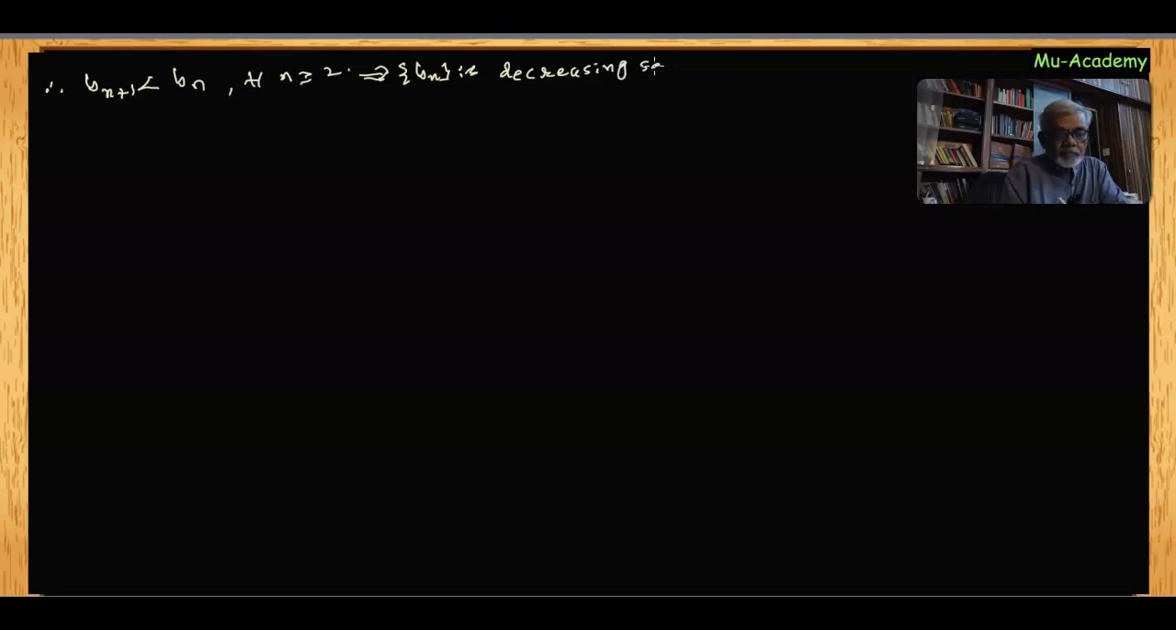Therefore, b_{n+1} is less than b_n for every n ≥ 2. This implies b_n is a decreasing sequence. And let me call this 2.